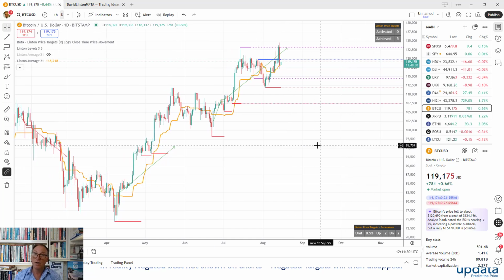And of course, one thing you can do is, if you have an orange, unactivated target, you can go to a 60-minute chart and see whether you're getting a heads up from the targets on the 60-minute chart as to whether you're going to get that target activated or not.